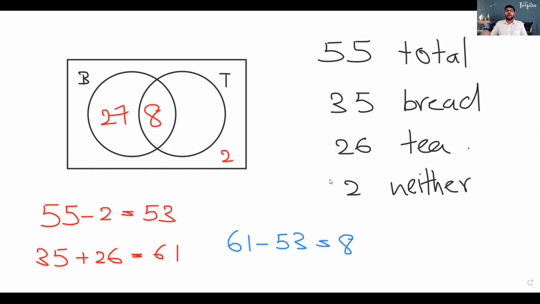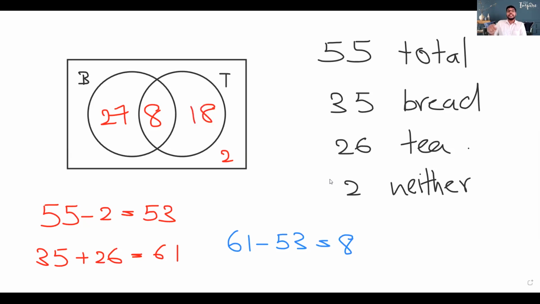You get 27. Now tell me, children, 27 plus 8, don't you get 35? You get 35. So how many ate bread? 35 ate bread. Correct, right? Then from the 26 who drank tea, 8 of them also ate bread. So let's calculate the number of people who only drank tea. 26 minus 8, that gives us 18.